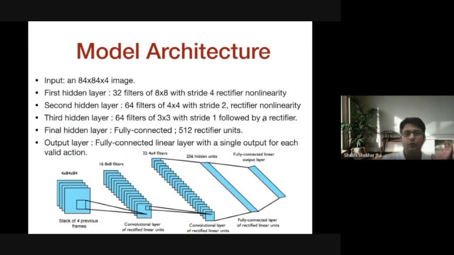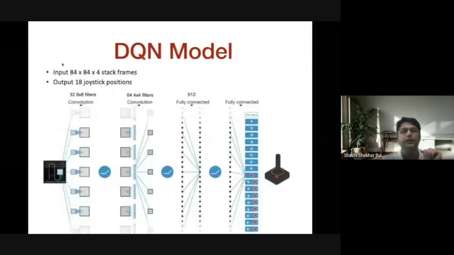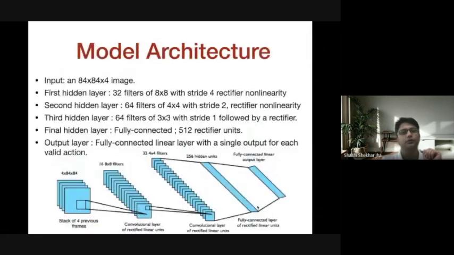More detail about the architecture I have in this slide, the same thing that I explained earlier. So a stack of 4 frames, then you have CNN layers, then fully connected layers, and the final output of the fully connected layer is these 18, I think, joystick positions as the output. This is the model architecture that they came up with.